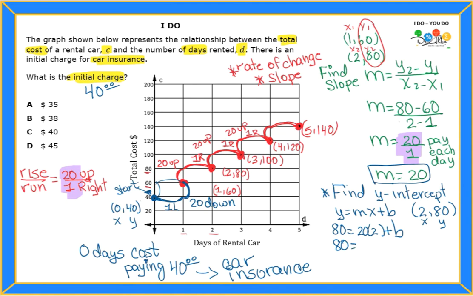So this is 80 equals 40 plus b. I need to leave b by itself, so I'm going to subtract 40 on both sides. 40 minus 40 is 0, so it cancels out. And 80 minus 40 is 40. So b is my y-intercept. So we'll write it down over here. But also, we always think about the y-intercept as being an initial amount. And in my problem, the initial amount was the initial charge for the car insurance. Okay, so my answer for this should be letter C.